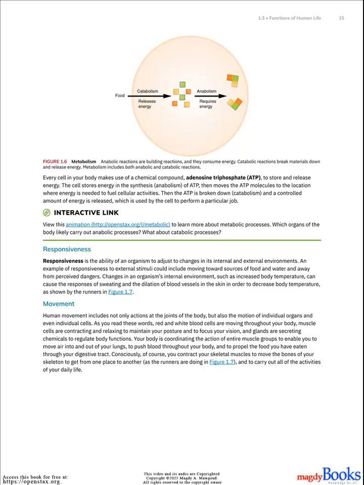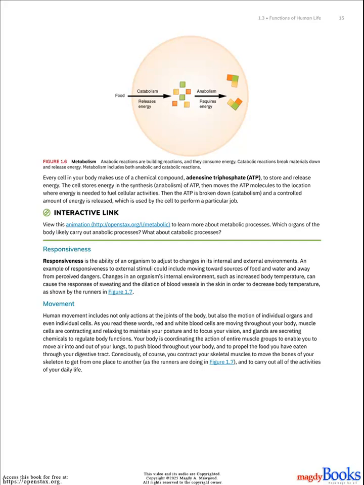Every cell in your body makes use of a chemical compound, adenosine triphosphate, ATP, to store and release energy. The cell stores energy in the synthesis, anabolism, of ATP, then moves the ATP molecules to the location where energy is needed to fuel cellular activities. Then the ATP is broken down, catabolism, and a controlled amount of energy is released, which is used by the cell to perform a particular job.